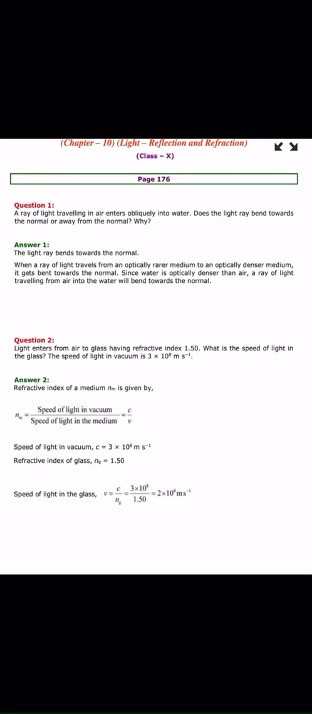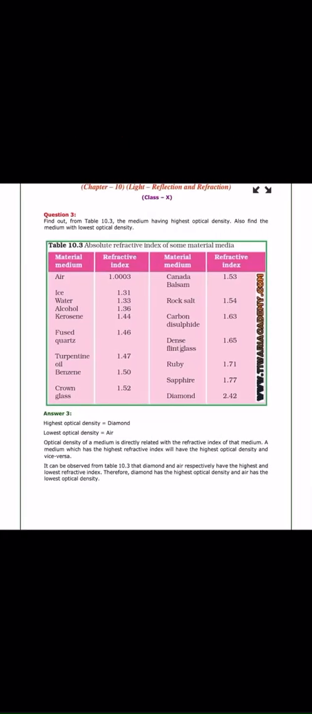Next question: light enters from air to glass, the refractive index is 1.50, and we have to find the speed of light in glass. The speed of light in vacuum is given as 3 into 10 raised to power 8 meter per second. We have learned that the formula of refractive index is n is equal to c upon v. c is the speed of light in vacuum, that is 3 into 10 raised to power 8 meter per second, and the refractive index of glass is given as 1.50. By putting all the values we get the value of v, the speed of light in glass, and that comes to 2 into 10 raised to power 8 meter per second. Let's move to the next question.